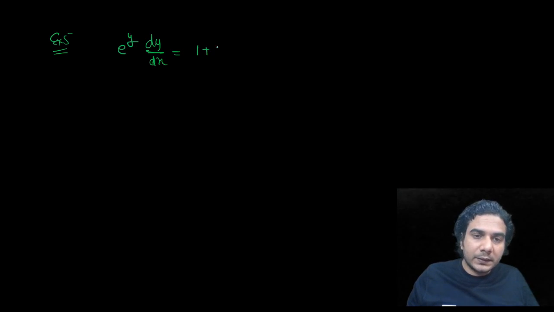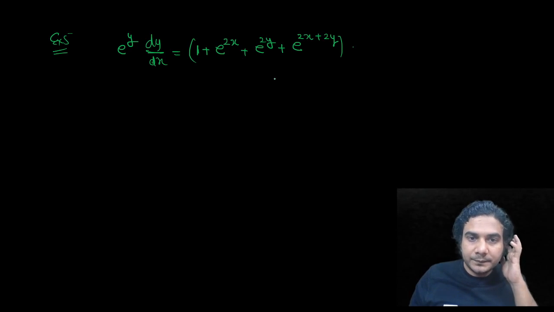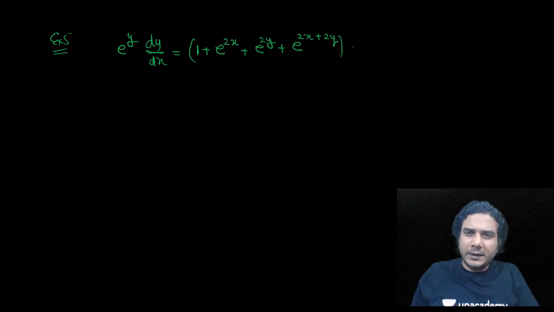(1 + e^(2x) + e^(2y) + e^(2x + 2y)). Alright, this is the function. Try to solve it. It's again an easy problem.